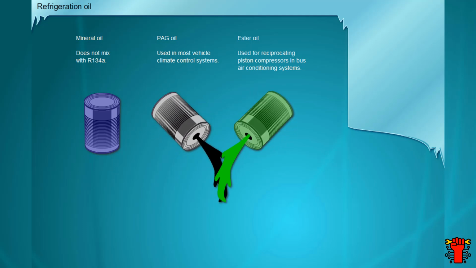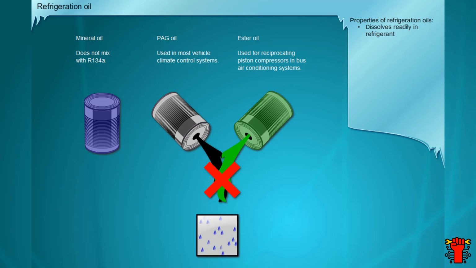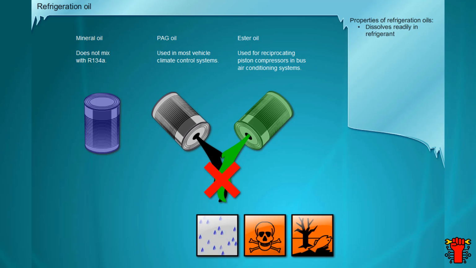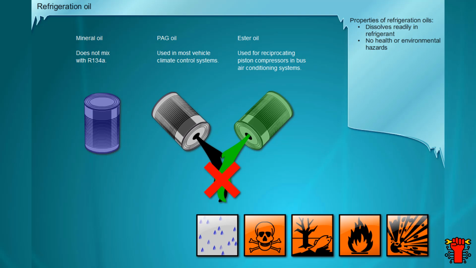Refrigeration oils must not be intermixed. Ester and PAG oils are also incompatible in small quantities. Sealing compounds and refrigeration oils must also be compatible with one another. A common property of refrigerant oils is their ability to dissolve well in refrigerants. They must not pose a risk to health or to the environment. These substances must not pose a risk of fire or explosion.